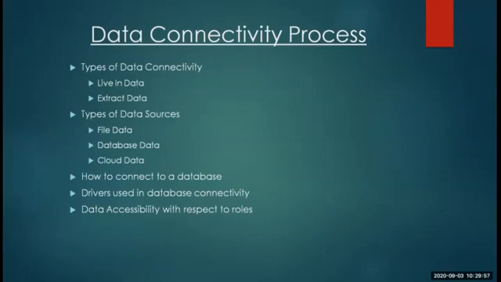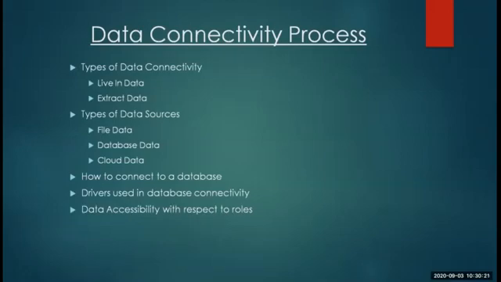There are two types of data connectivity: live data and extract data. What is live data? Live data is like streaming data. As I said, for example, traffic data. Traffic is live data, 24/7. We can see changes in the traffic data. If such kinds of data need to be analyzed, then we go for live data.